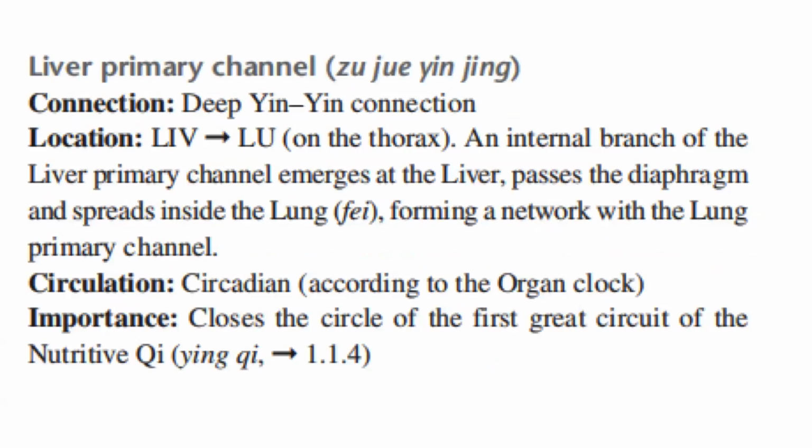Now, let's talk about the connection of the lung primary channel with the liver primary channel. The connection is deep yin-yin connection. Location: liver to lung on the thorax. An internal branch of the liver primary channel emerges at the liver, passes the diaphragm, and spreads inside the lung, forming a network with the lung primary channel. Circulation is circadian, according to the organ clock. Importance: closes the circle of the first great circuit of the nutritive or yin qi.